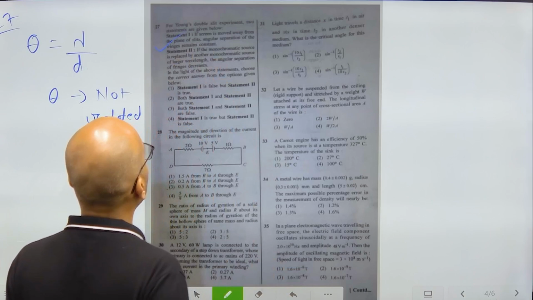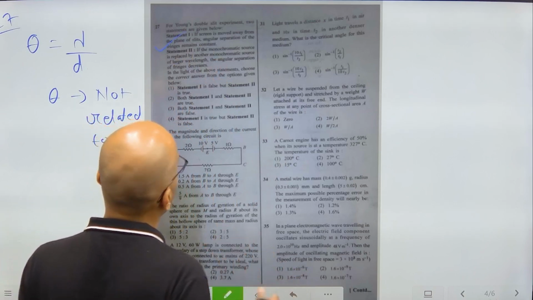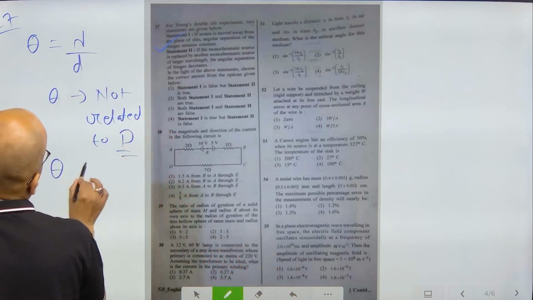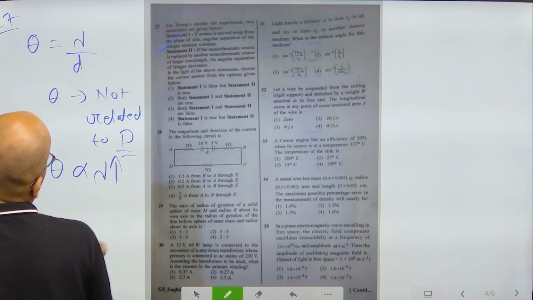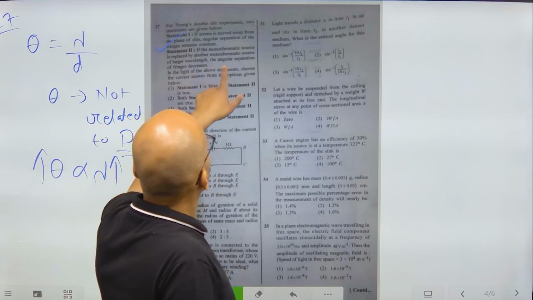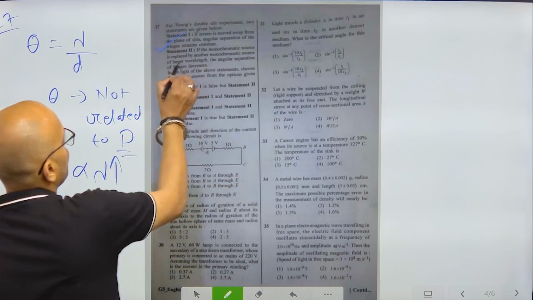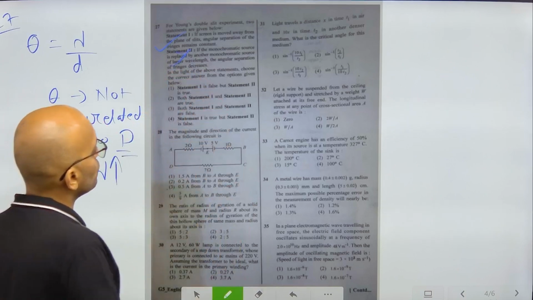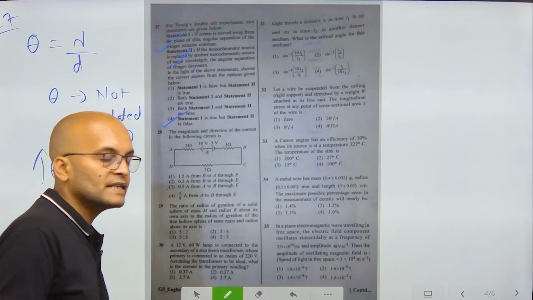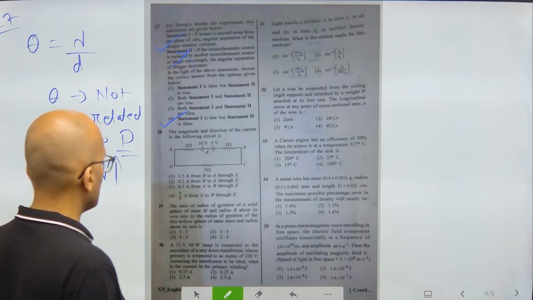Next is, if the monochromatic source is replaced by another monochromatic source of larger wavelength. Larger wavelength means lambda is increased and theta is directly proportional to lambda. If this increases, theta also increases. The angular fringe width decreases. No, it is wrong. It will increase. So which option? Statement 1 is true. Statement 2 is false. Option D is correct. Okay. Next question.